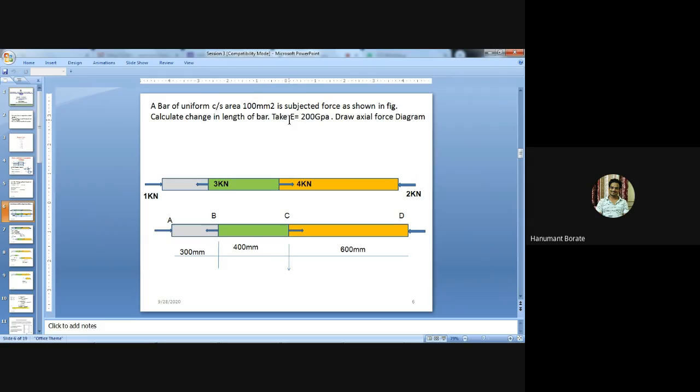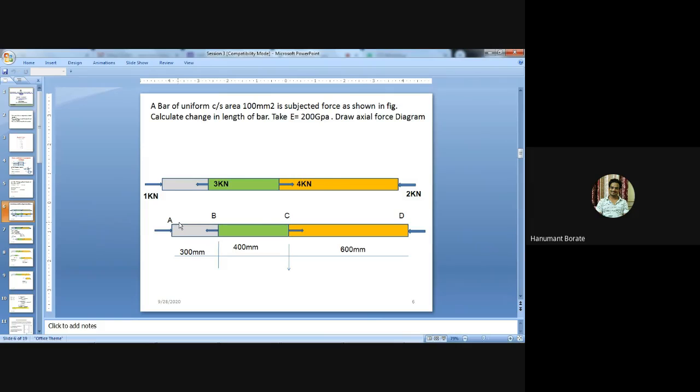Take E equal to 200 GPa, meaning the Young's modulus of the material is given as 200 GPa. Draw the axial force diagram. Okay. Now this diagram is given to you. So here you can see there are three members. The first member is sky blue, the second green, and the third yellow. And intermediate forces on this member system are given. All these loads are axial loads only, right? We can say this is an axial load in the member system because the load is acting on the axis only.